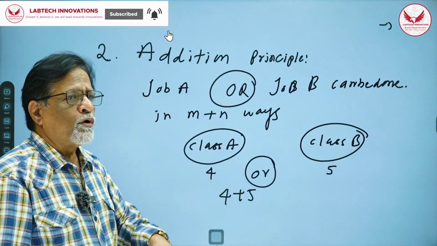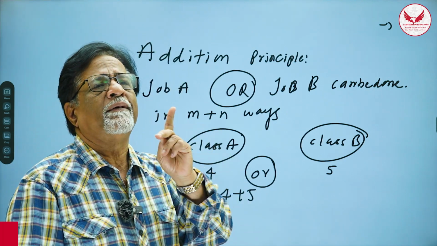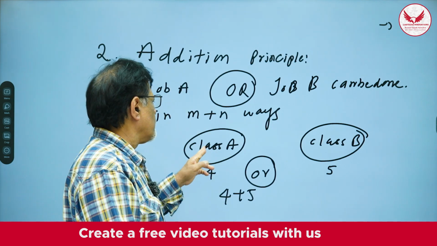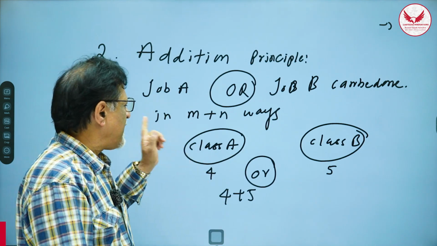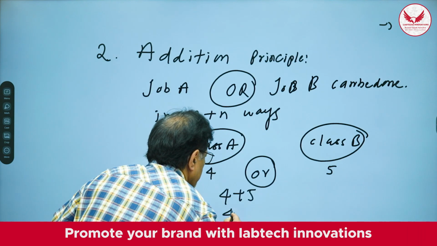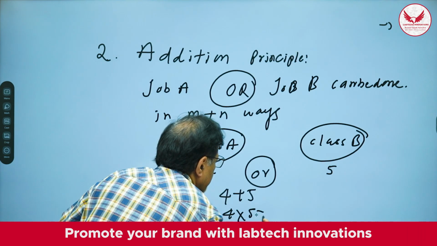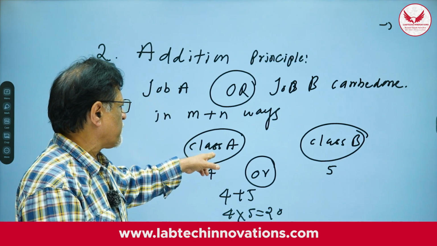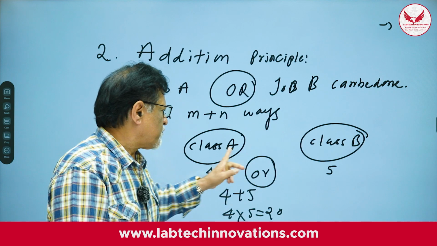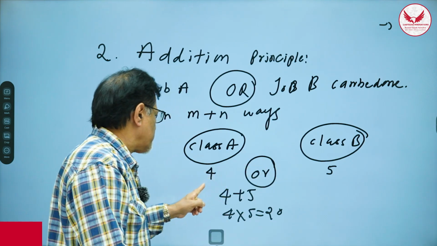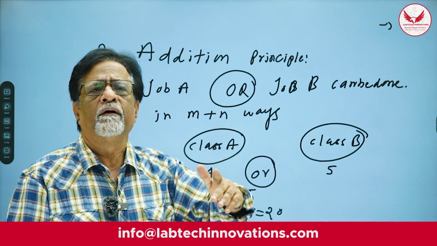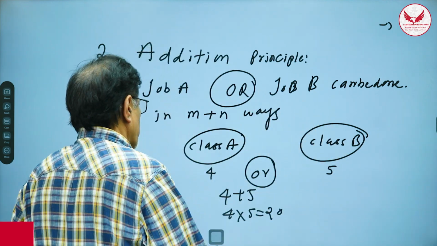But if I say, go and select one boy from each class, that means you will have to do both the jobs simultaneously. In that case, by the multiplication principle, 4 into 5, you will have 20 pairs. For every student that you are selecting from here, there are 5 alternatives here. So the second student you select, again 5. Third, again 5. Fourth, again 5. So 5 plus 5 plus 5, how many times? 4 times. So therefore 4 into 5.